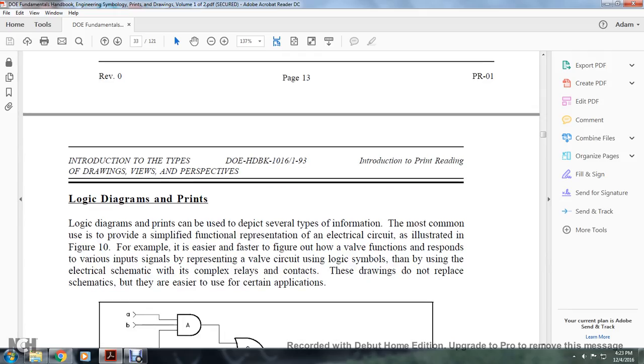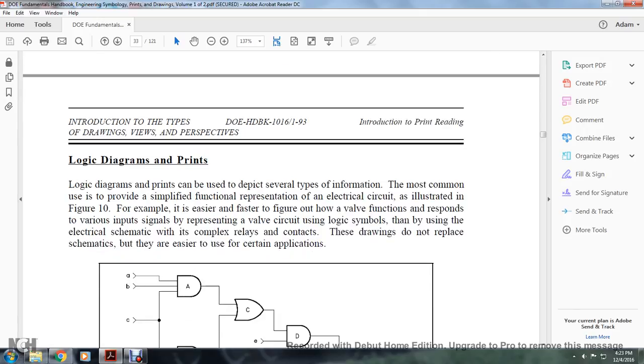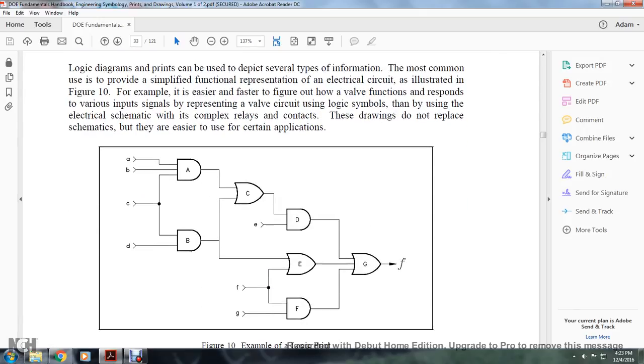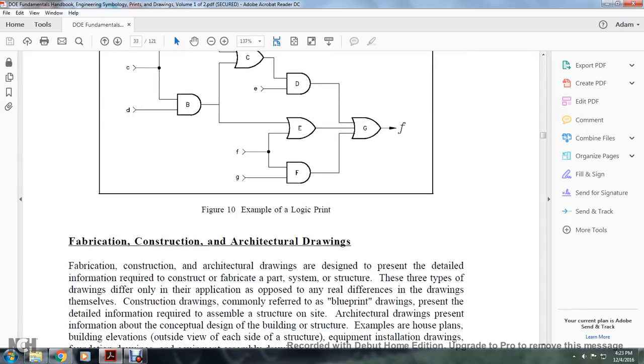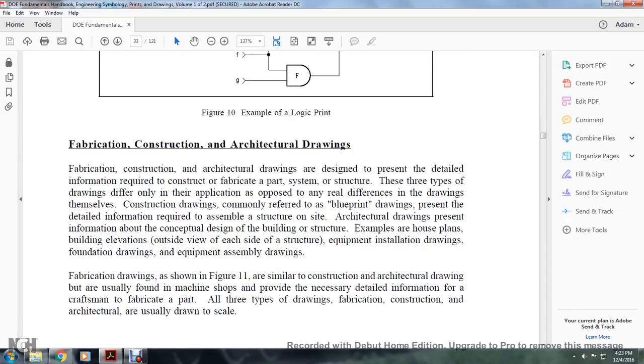Logic diagram prints. Logic diagram prints can be used to depict several types of information. Most commonly they are used to provide a simplified functional representation of an electrical circuit, illustrated in Figure 10. For example, it is easier and faster to figure out the function of a circuit responding to the various input signals when it is represented with logic symbols than by using electronic schematics with complex relays and contacts. These drawings do not replace the schematics, but they are easier to use for certain applications. Example of a logic print.